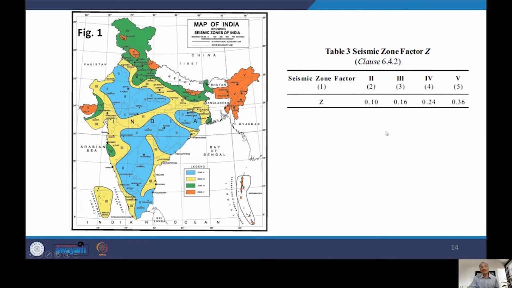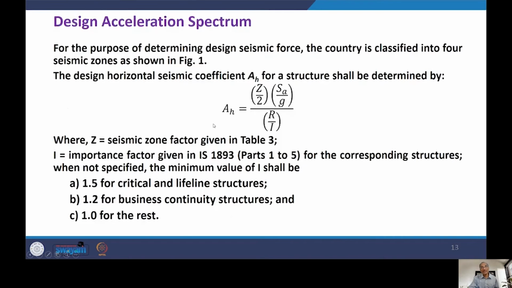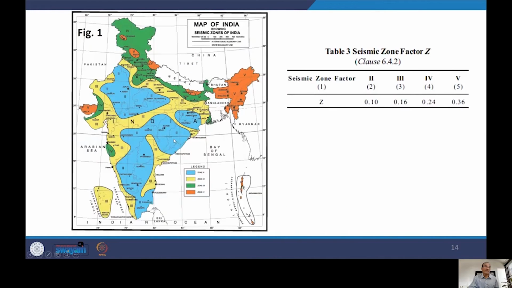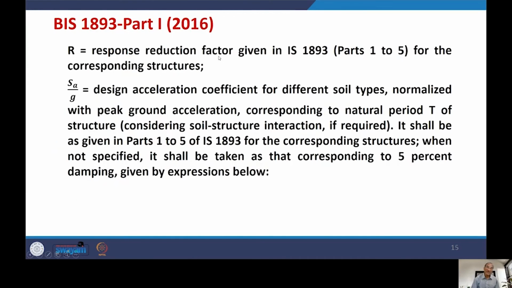Now in this equation, Z by 2 into Sa by g, we already discussed Z and the importance factor I. What is R? R is called the response reduction factor, which is given in IS 1893 Parts 1 to 5 for the corresponding structures. Whichever code you require, the values are given there. Then Sa by g is called the design acceleration coefficient for different soil types, normalized with peak ground acceleration, corresponding to the natural period T of the structure.